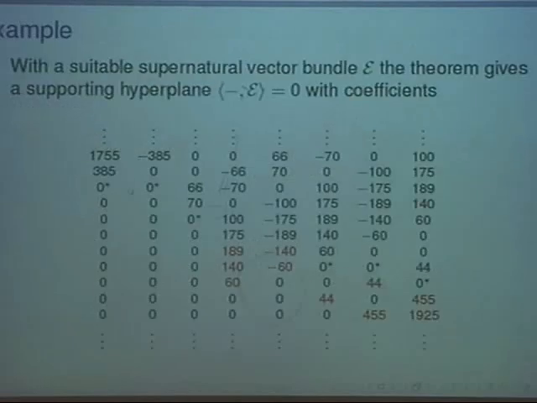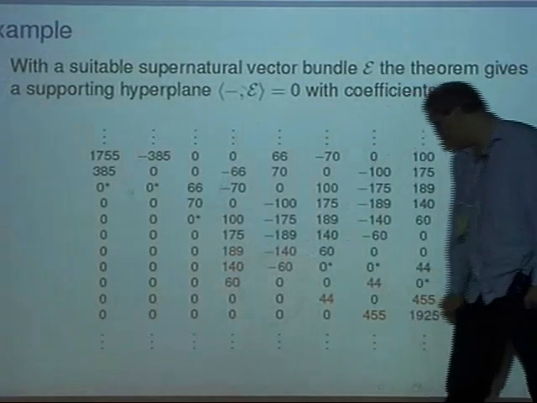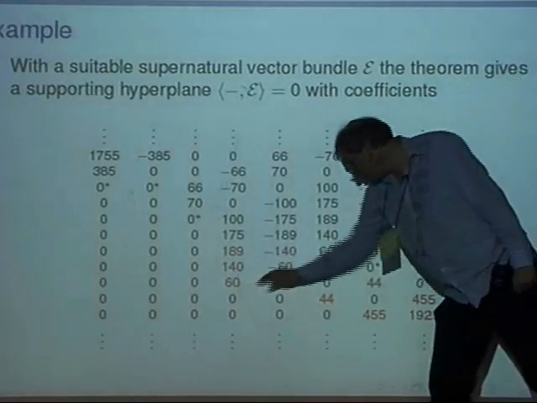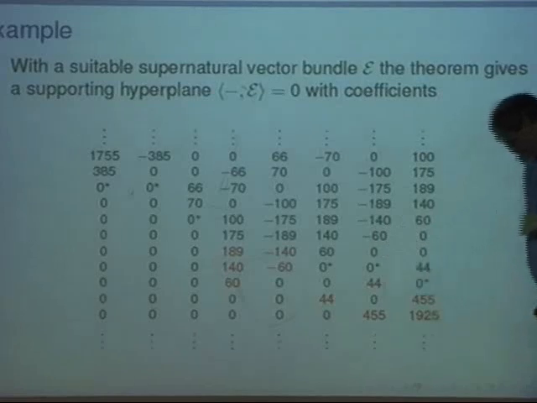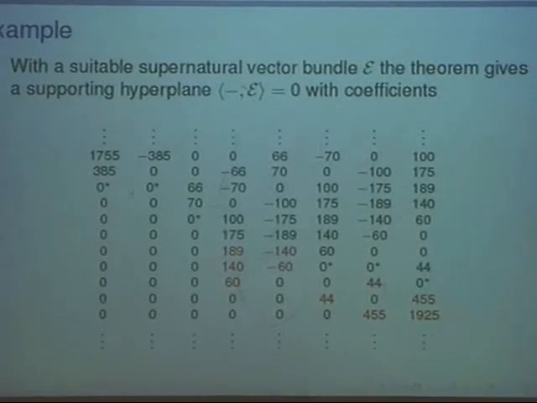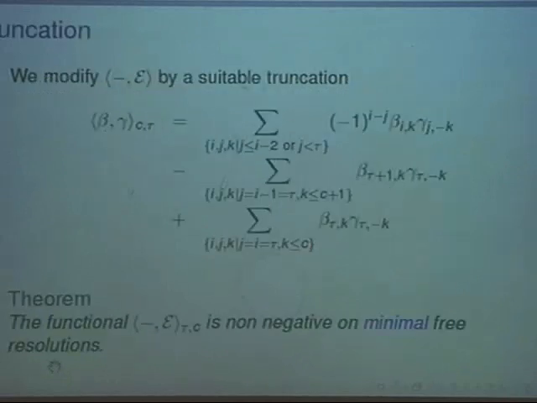So for a suitable vector bundle E, the theorem gives a linear form with coefficients as indicated. They're not quite what we want. We wanted these red things to go away. We want the table without the red things. And, well, we throw them away.